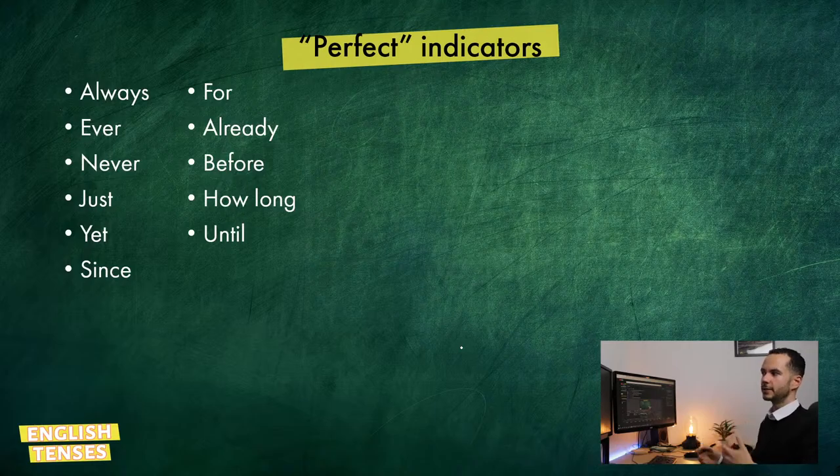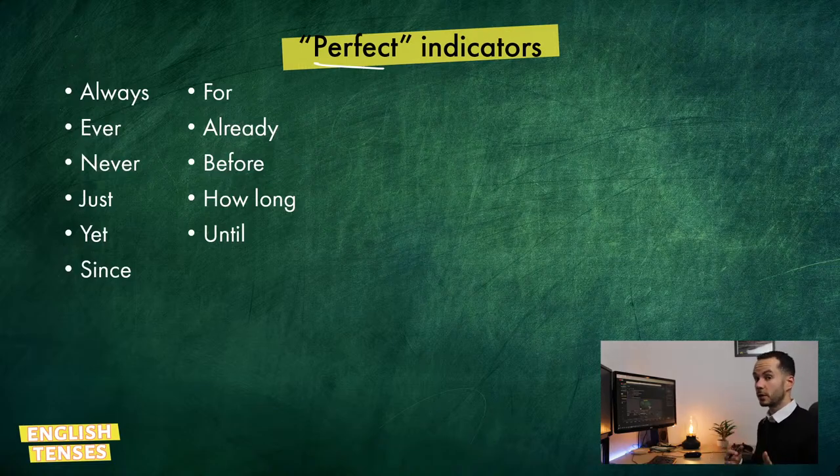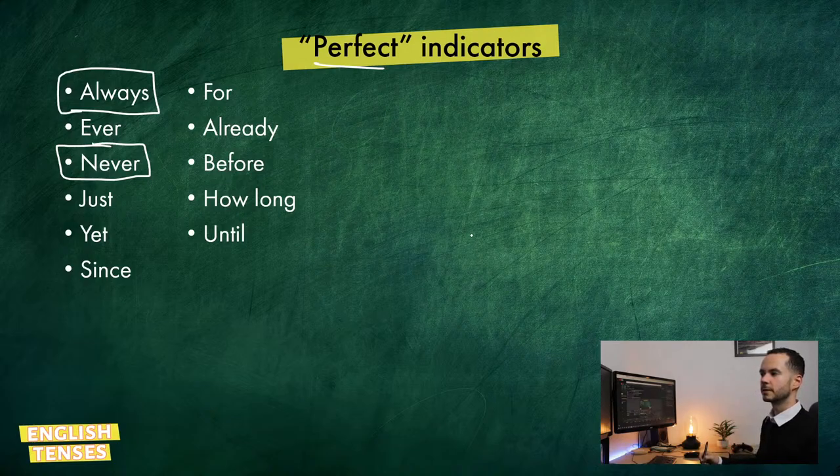Now this is a list of perfect indicators, present perfect indicators, past perfect indicators, and of course the continuous form of these. These perfect indicators are words that show us that we need to use present perfect. You probably noticed that we have always and never. These are both also used in present simple. But, as you might know, if we have a past and present connection, we use present perfect. So that's how you can distinguish whether you need present simple for always or never, or present perfect.